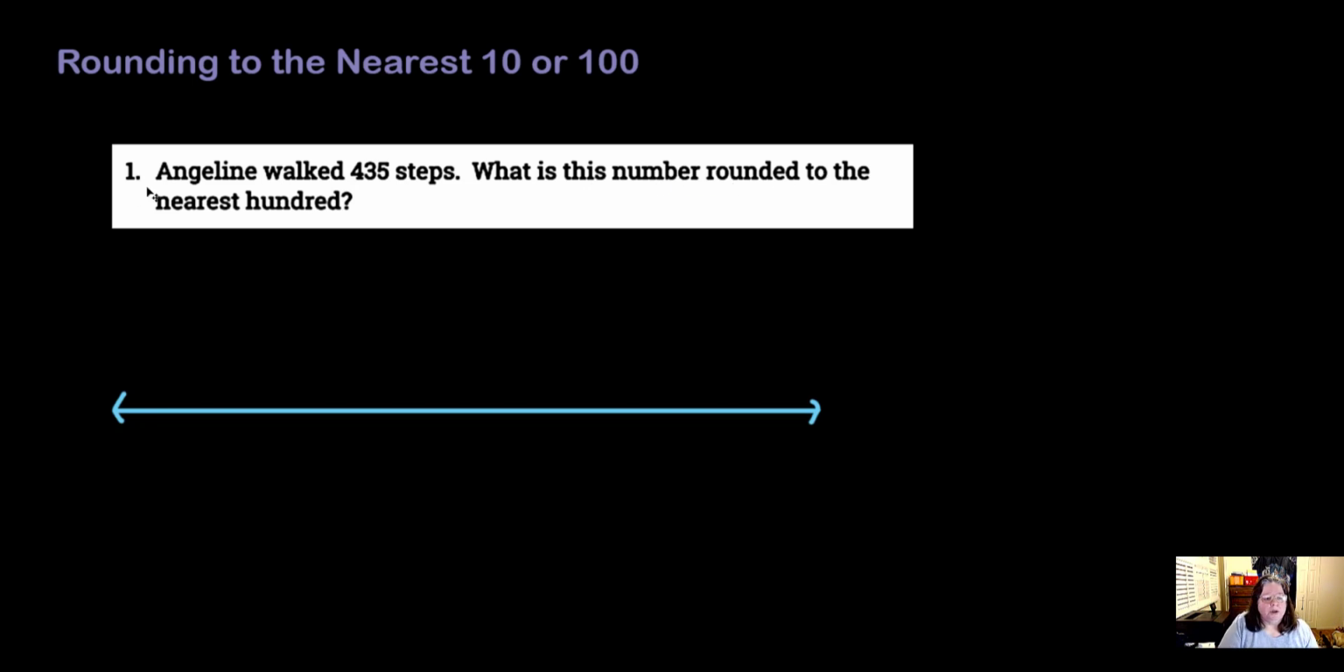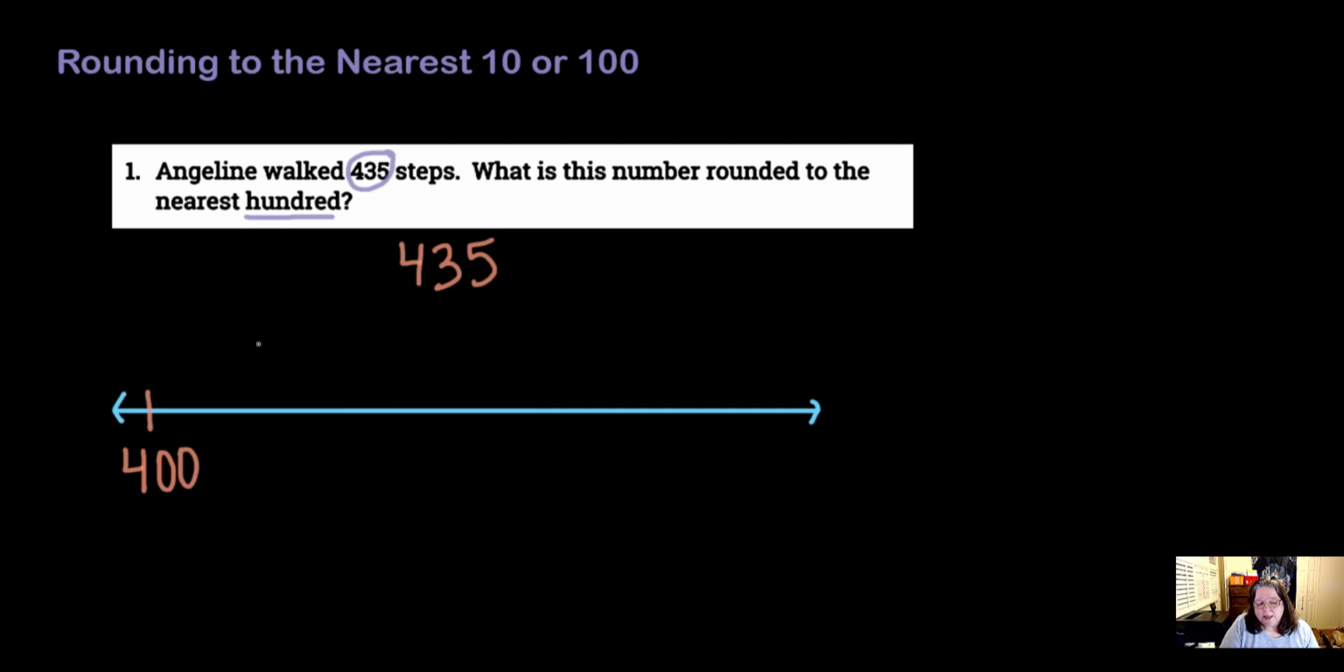Let's read the problem one more time. Angeline walked 435 steps. I'm going to circle that. What is this number rounded to the nearest 100? Okay, so we're looking at the number 435. What is the hundreds place in this number, or where is that? Here's the ones, here's the tens, so the 4 is in the hundreds place. So that is where we're going to start our number line. We're going to start it at 400.